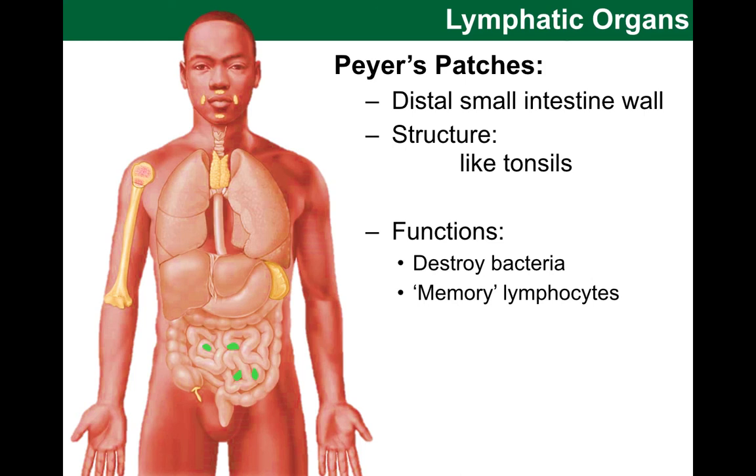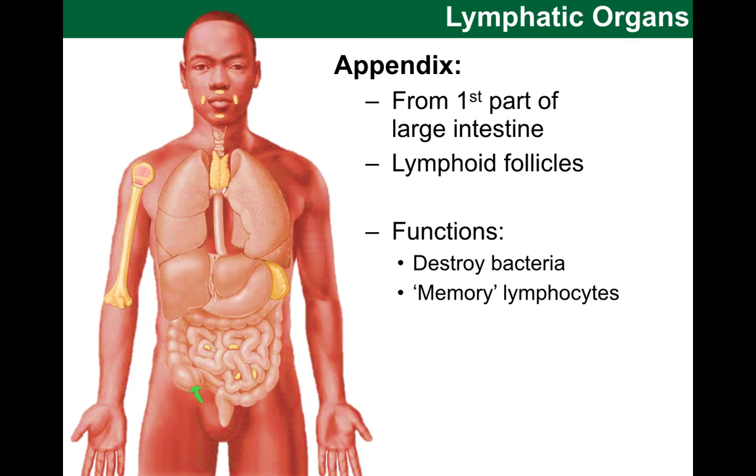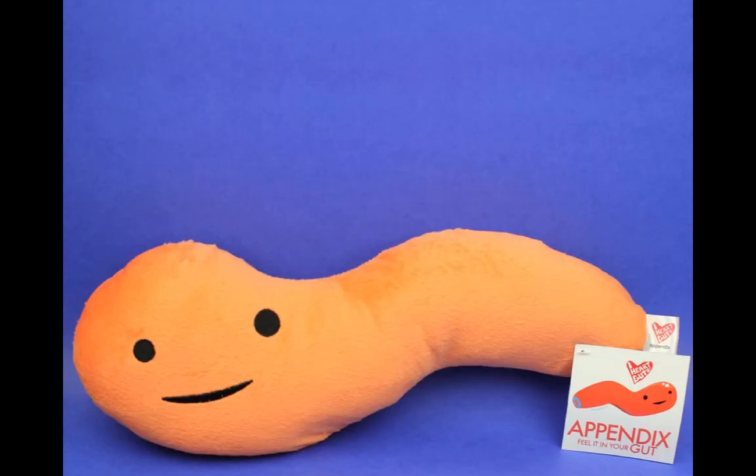Now, I want to say a few words about the appendix. It is an offshoot from the first part of the large intestine, the cecum, and in terms of structure, it as well contains a large number of lymphoid follicles. Its functions are just like those of what we saw earlier: destroying bacteria, preventing them from breaching the intestinal wall, and generating memory lymphocytes.